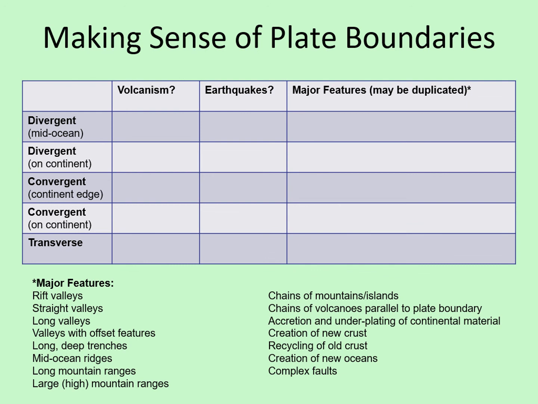Here's another table to fill in so that you can list the properties of all the different types of plate boundaries. Notice that there are two categories each for divergent and convergent boundaries, since the features are different at each of them. For the last column, we've listed the possible features to add in. Note that the same feature might go in more than one row.